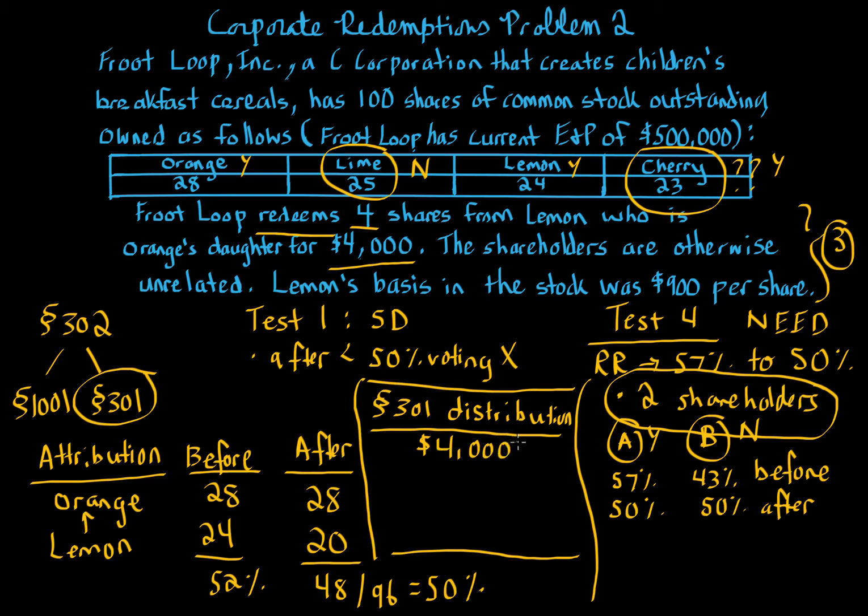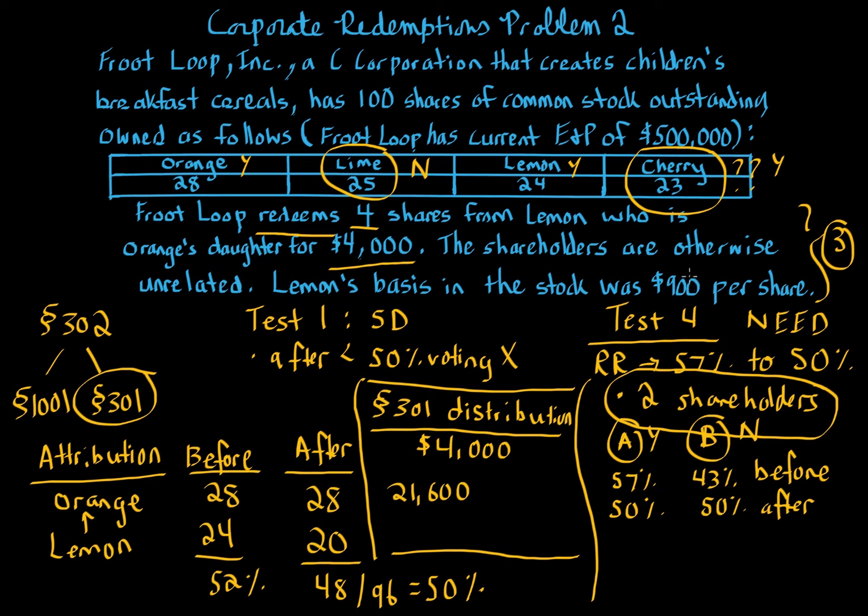We apply the corporate distribution checklist. We have enough E&P, so all $4,000 would be distribution. If there's no other transactions that occur during the year, E&P would be reduced to $496,000 for the corporation going forward. The adjusted basis of the shares left over: Lemon has a basis in the shares. Lemon had 24 shares before times $900 per share. That's going to be $21,600. If you took $21,600 and divide that by 24 shares, you'll get $900 per share.